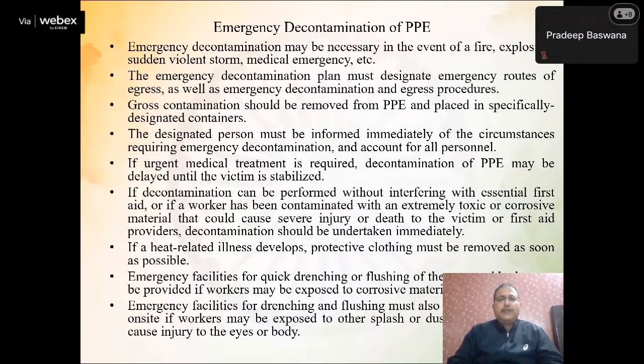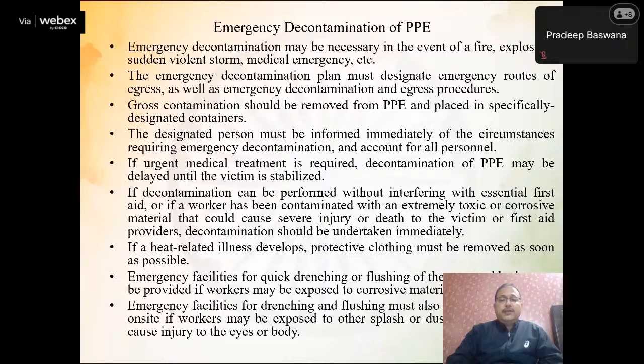It depends on the situation where we have done decon, because it is not certain that every person who is entering a confined space or hazardous environment is very safe even after the utilization of PP. So decon is very much required. If a heat-related illness develops, protective clothing must be removed as soon as possible, following proper protocols.